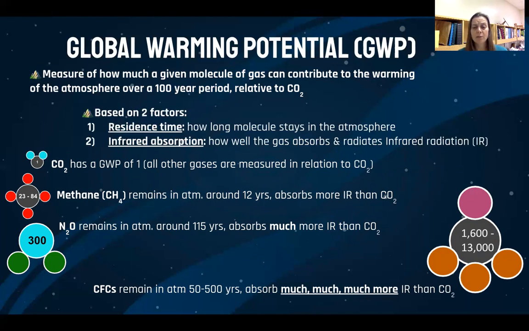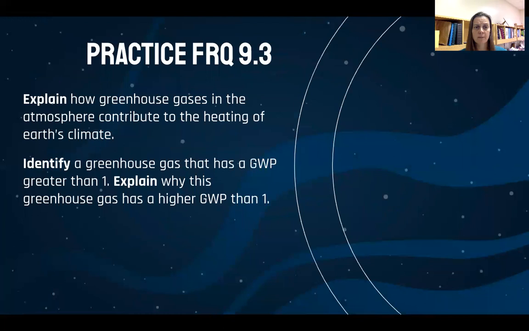and they absorb much, much, much more infrared radiation than carbon dioxide. So they have a global warming potential between 1,600 and 13,000. It's not important that you guys know the exact numbers, but it is important that you know, relatively speaking, that carbon dioxide has the lowest global warming potential, followed by methane, followed by nitrous oxide, and exceeded by CFCs. So again, it's important that you know relative strength, not absolute numbers.